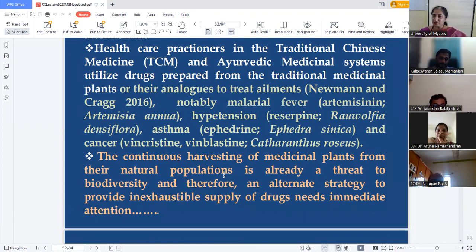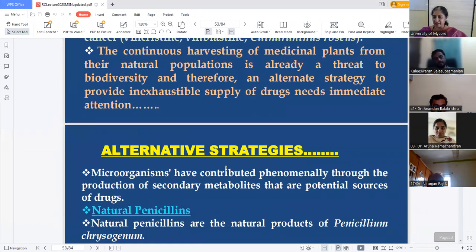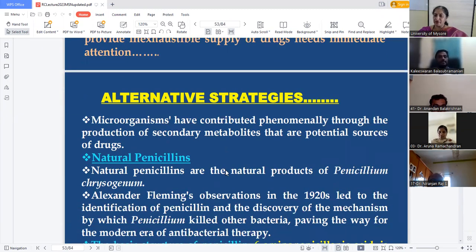There should be some other process through which it can be cut down, and something has to replace the plants for the extraction of compounds. So we need another strategy which needs immediate attention. What are the alternative strategies, apart from plants, that can supply inexhaustible resources of drugs? One is microorganisms. And we know through the years, the discovery of antibiotics like penicillin and streptomycin.